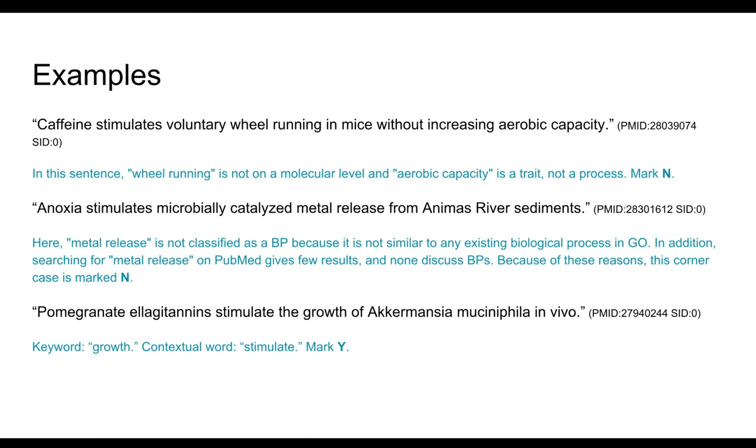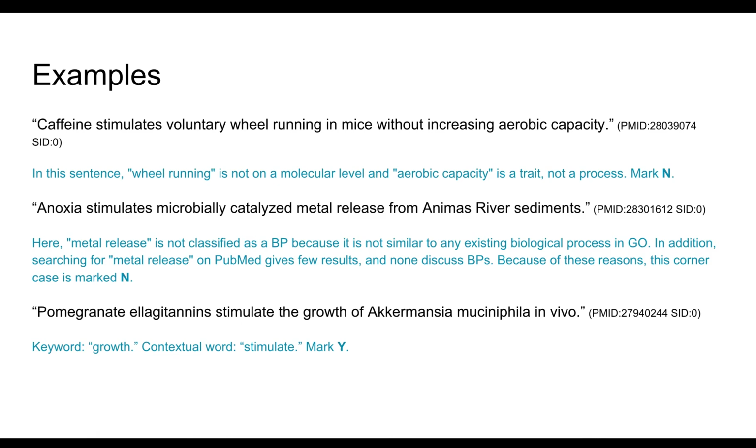The first sentence here is an example of a noun phrase which concerns the movement of an entire organism. Wheel running is on an organismal level and not a BP. This sentence also contains the phrase aerobic capacity, which if searched for on QuickGO using the word capacity gives no BP results. So, this sentence should be marked in.